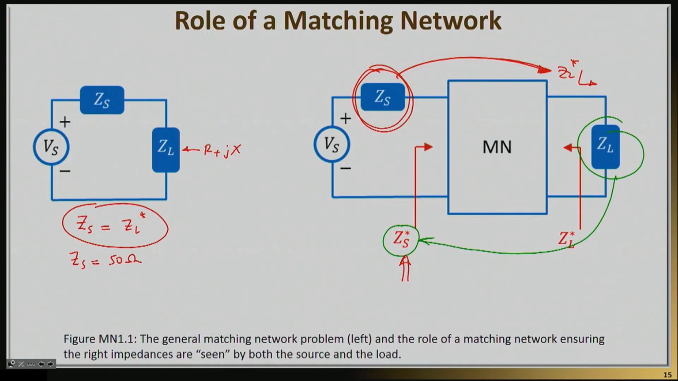The vast majority of people think of this way, from the load to the generator, because again, a very common scenario is that ZS is 50 ohms. So it's easier to move from a random point of the Smith chart towards the center rather than picking the center and trying to move to ZL complex conjugate.